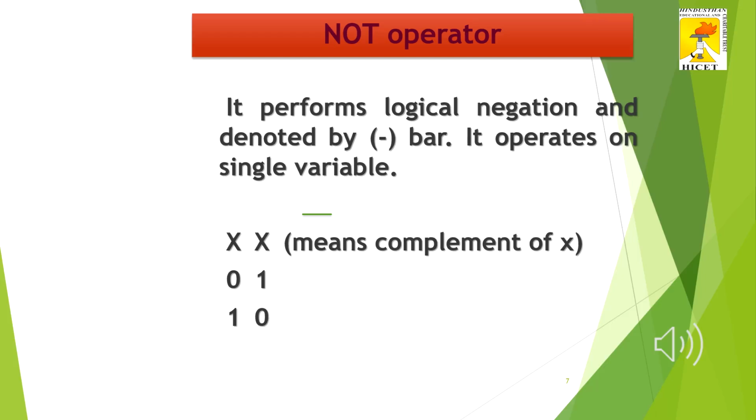Next one is the NOT operator. It performs logical negation and it is denoted by a bar. Here, the NOT operator only operates on a single variable. That means if you give 0, it gives 1 as the output. If you give the input as 1, it will give the output as 0. That's why we call this the complement.